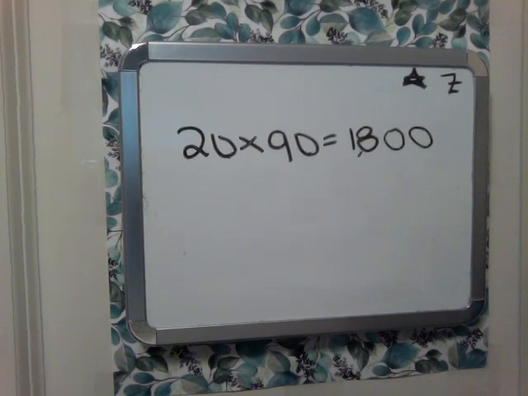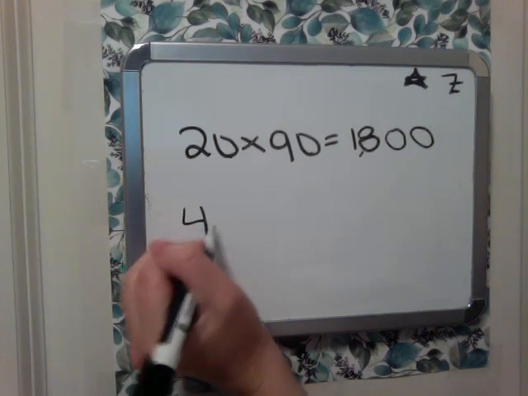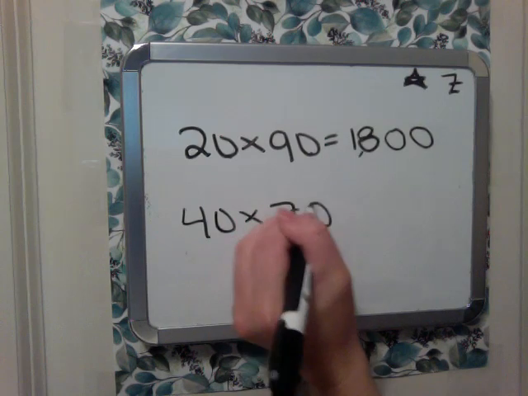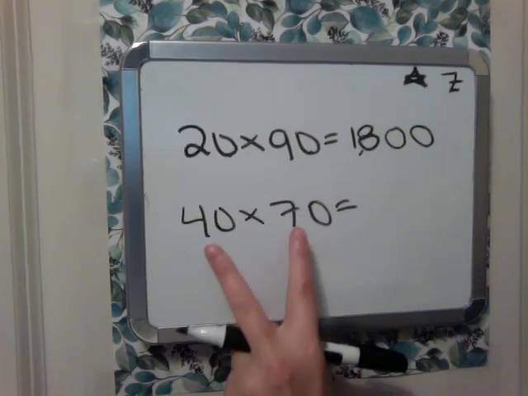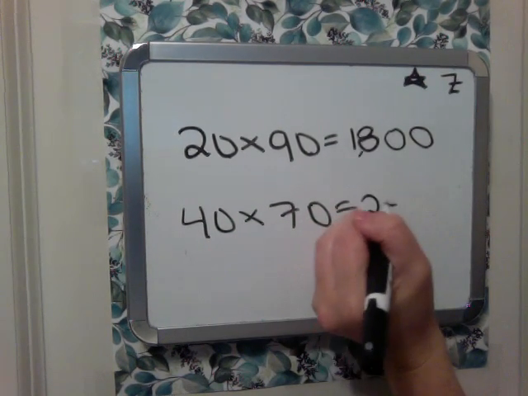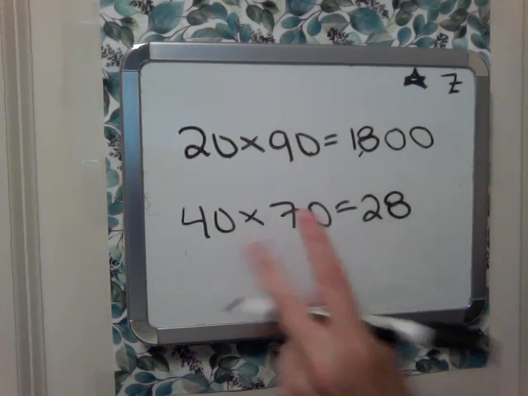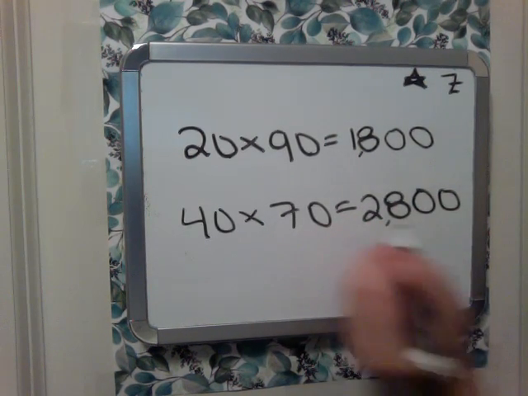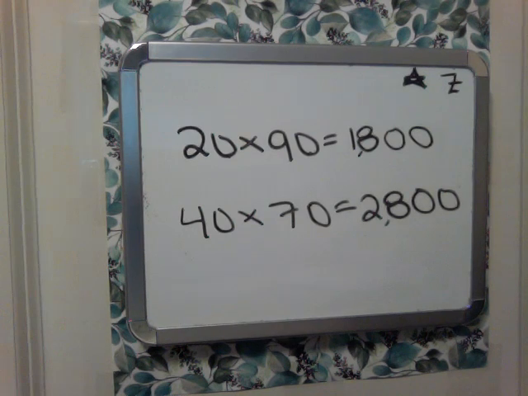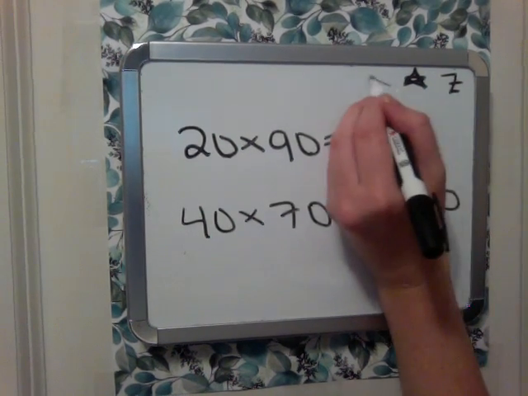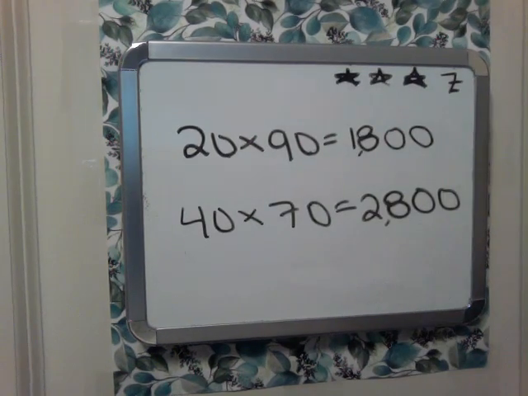The other problem that we had today was 40 times 70. So again, same thing. 4 times 7 is 28. There's 2 zeros, so you add 2 zeros onto the end since it's moving over 2 places on the place value chart. You can earn 2 stars on this problem, 1 for each that you got correct.